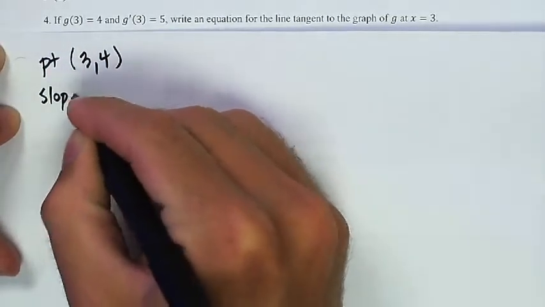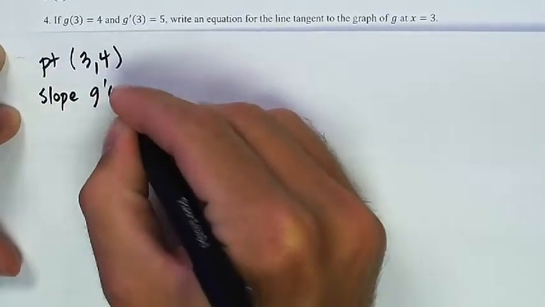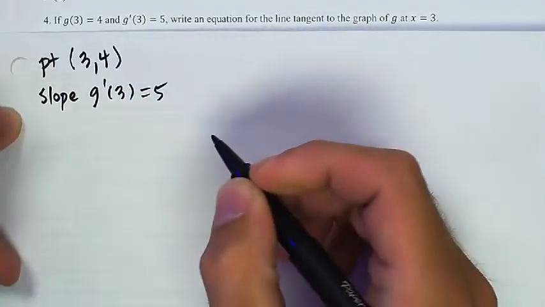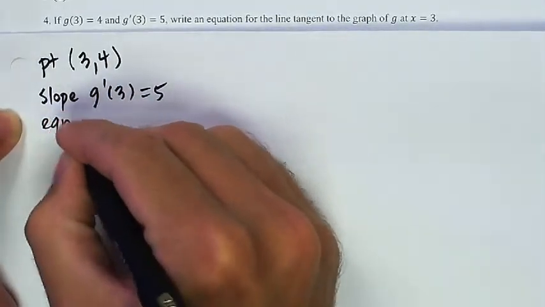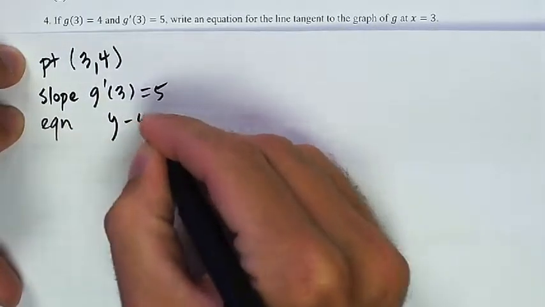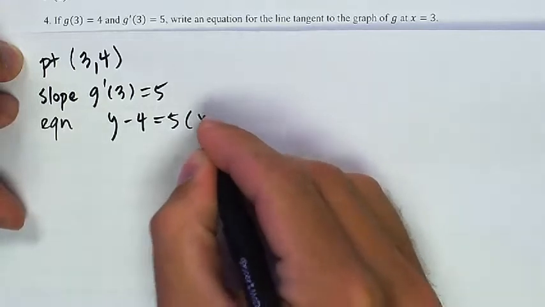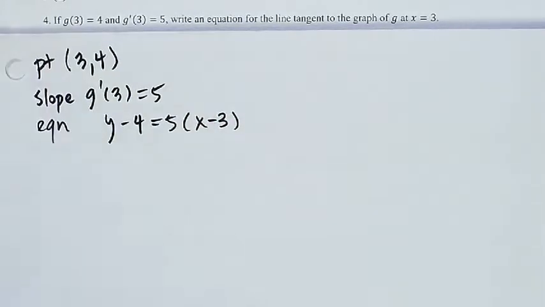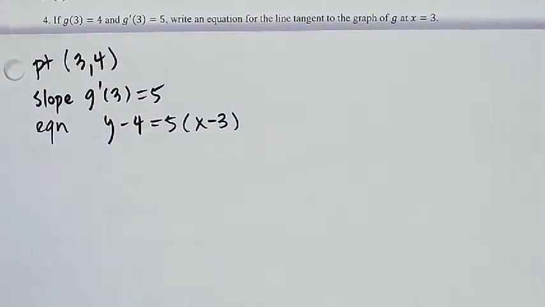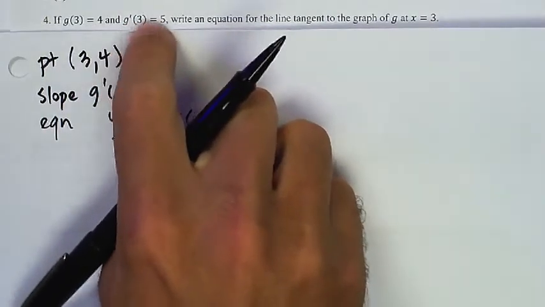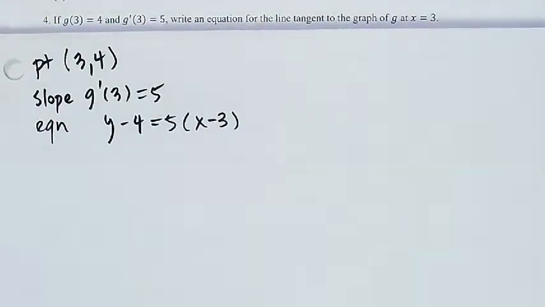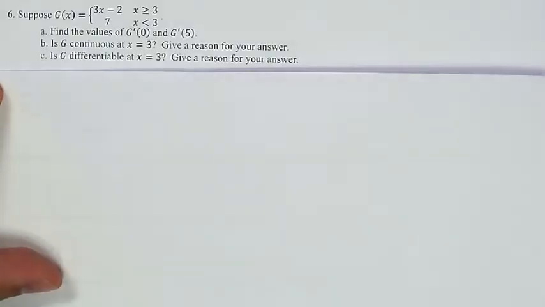Then my slope is g prime of 3 equals 5. So my equation is going to be y minus the y-coordinate of the point that we know is on the line is equal to the slope times x minus the x-coordinate of the point that we know is on the line. Okay? That's how we write the equation for the line tangent to the graph. Especially, for the most part in this class, we're going to have to do some work to find this, maybe this as well. But if this is given to us, it'll be nice and easy to write it down.